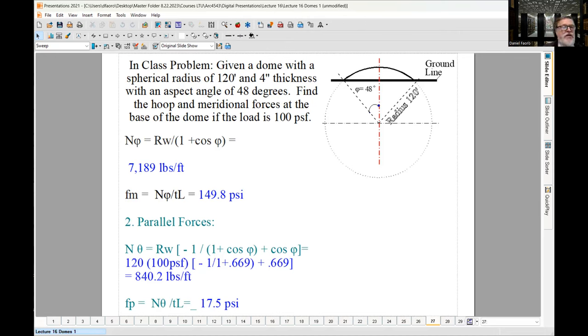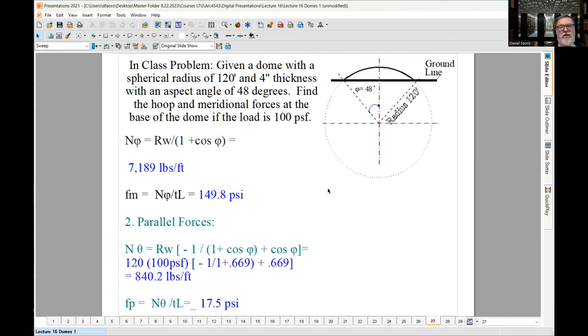Now, you're noticing these are generally larger than these, right? Well, why is that? Well, the meridians are all in compression, doing a lot of work coming to the ground. And that's why we're typically seeing these values be larger here than these values here.